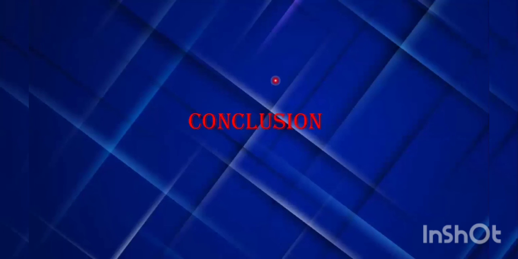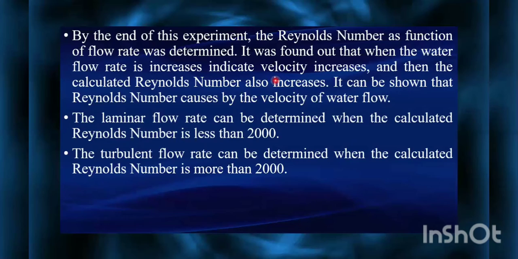Next, we move to the conclusion of this experiment. So, by the end of this experiment, the Reynolds number as a function of flow rate was determined. It was found out that when the water flow rate increases, indicating velocity increases, the calculated Reynolds number also increases. It can be shown that Reynolds number is caused by the velocity of water flow. The laminar flow can be determined when the calculated Reynolds number is less than 2000. The turbulent flow can be determined when the calculated Reynolds number is more than 2000.